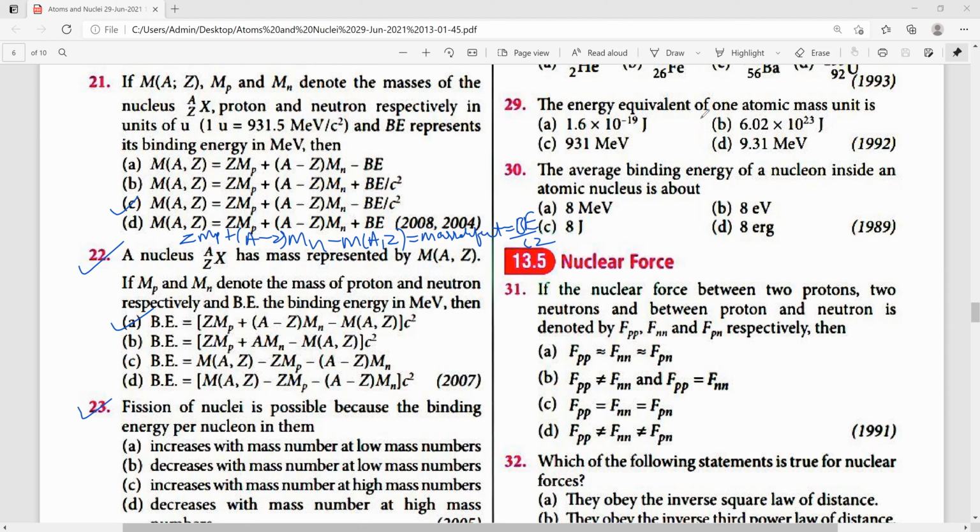So 23rd, fission of nuclei is possible because the binding energy per nucleon in them: first, increases with mass number at low mass number; second, decreases with mass number at low mass number; third, increases with mass number at high mass number; fourth, decreases with mass number at a high mass number. So for nuclei having A greater than 56, the binding energy per nucleon gradually decreases. Therefore, this one is the right answer.